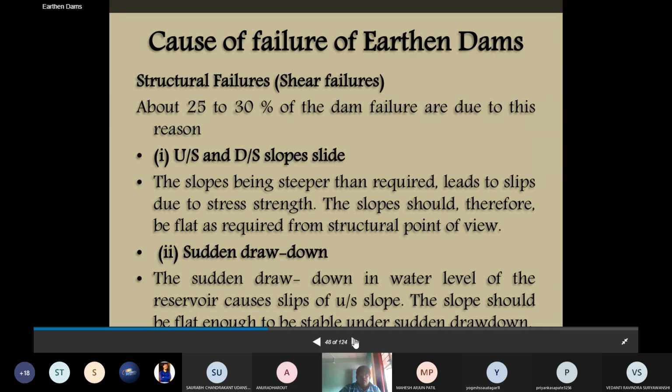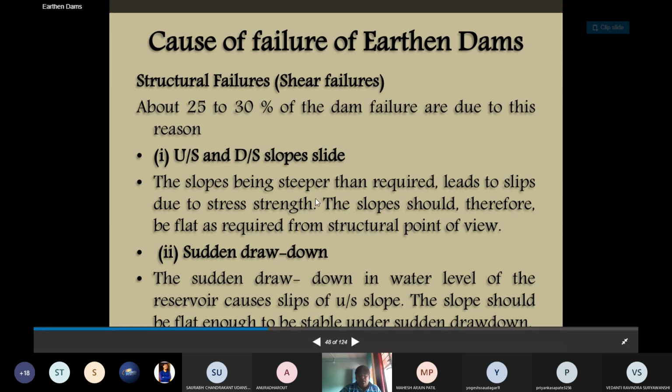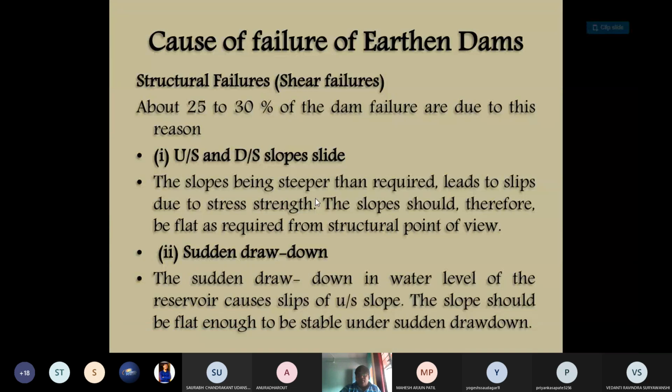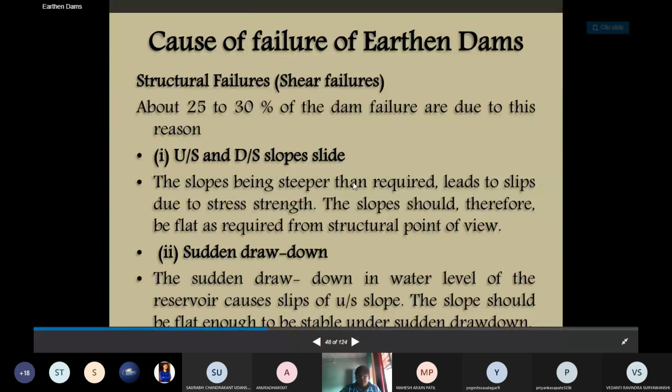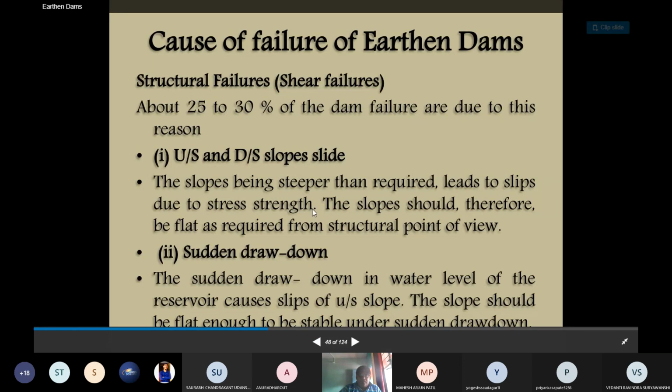Then coming towards the structural failure, called the shear failure. About 25 to 30% of dam failures are due to this reason. First is the upstream side and downstream slope sides. A slope being steeper than required leads to slips due to stress and strength. The slope should therefore be flat as required from the structural point of view. This is a landslide part, upstream and downstream slide.